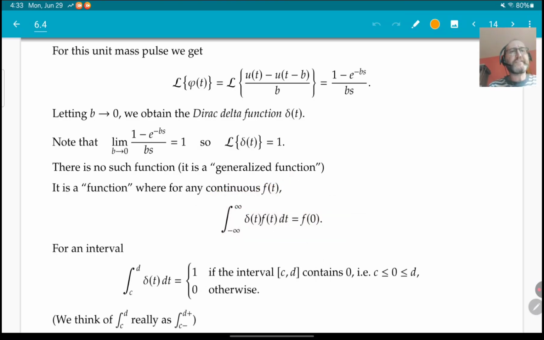Here's another computation with the delta function. It's something you can figure out when a certain point is in an interval. If I integrate the delta function over any interval c to d, it gives us 1 if the origin, 0, is in this interval from c to d, and it gives us 0 otherwise. That's another way of seeing what the delta function does. It can determine intervals, and it can evaluate functions.